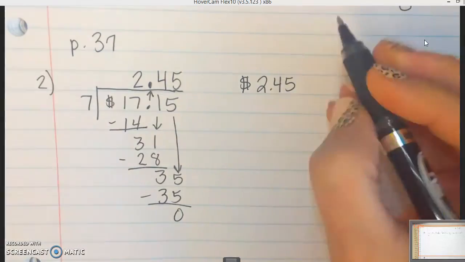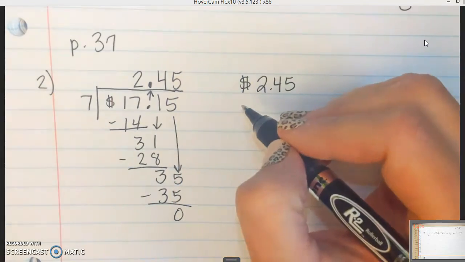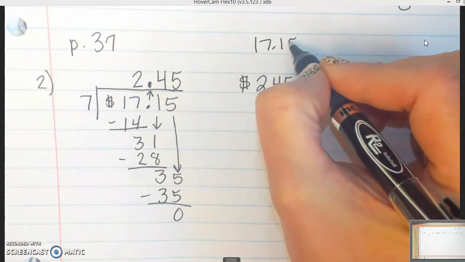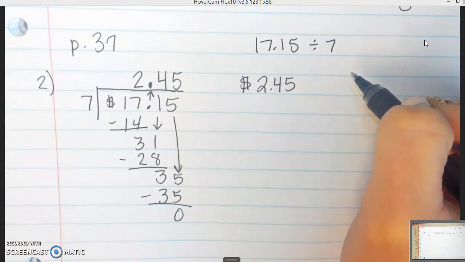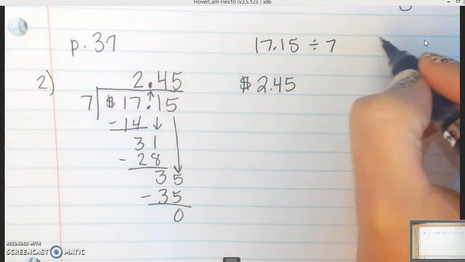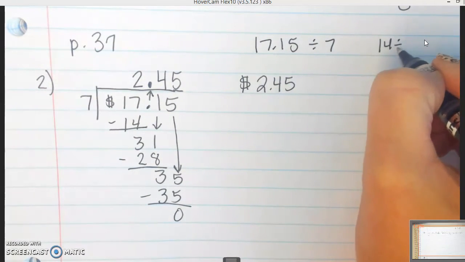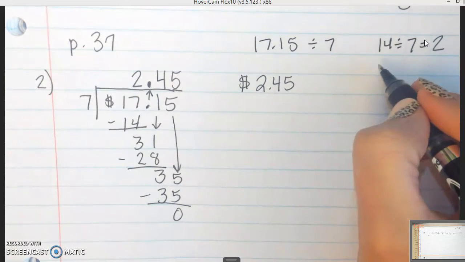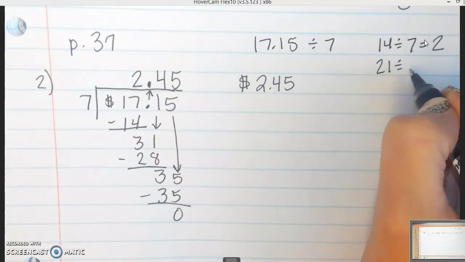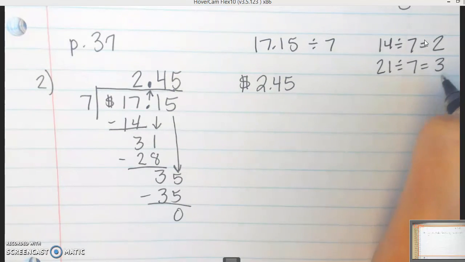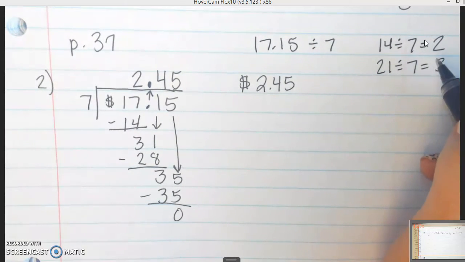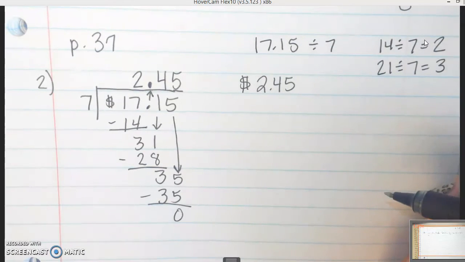I forgot to do an estimate on that one, but if you were estimating, we had 1715 divided by 7. You could either go down to 14 and divide by 7 and get 2, or I think this one's close enough if you wanted to go up to 21 and divide by 7 and get 3. That would work also, because $2.45 is pretty close to the middle of those two numbers. So I would accept either 2 or 3 as your estimate.